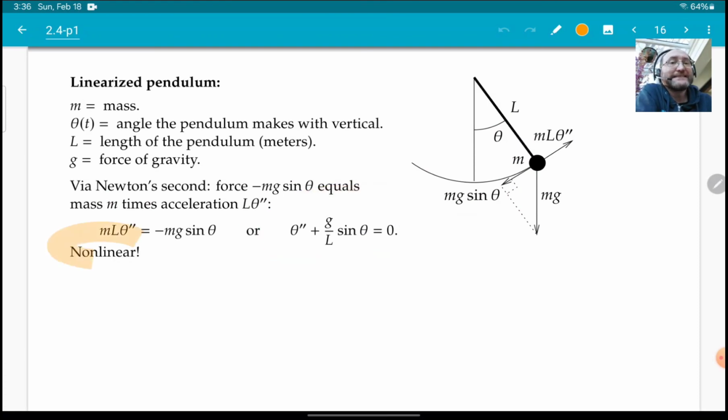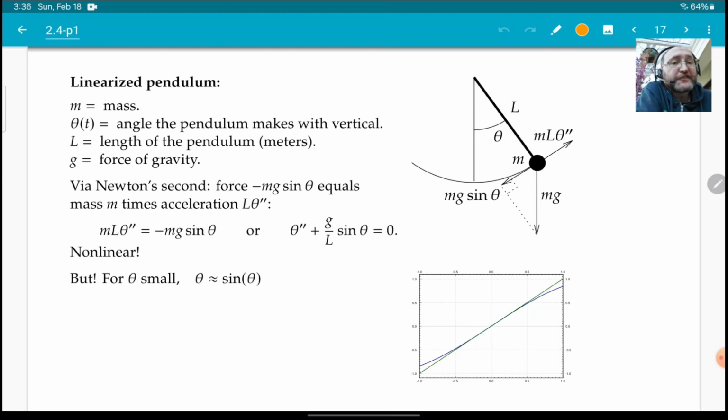And now that's not linear, right? It's not linear because of the sine of theta. Theta is not showing up linearly, it's showing up very non-linearly. This is actually a complicated equation to solve, and it's not one that we've looked at in this chapter. The only ones that we could really solve were constant coefficient equations, and maybe some others in the exercises in the book, but this is not one of them. We've only looked at linear ones anyway, and this is definitely not linear.